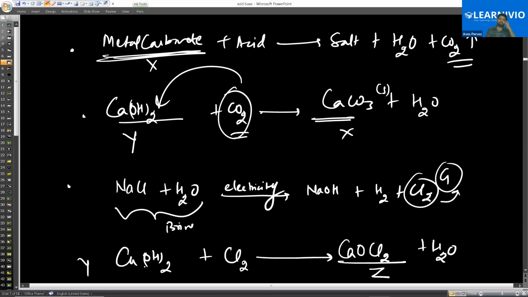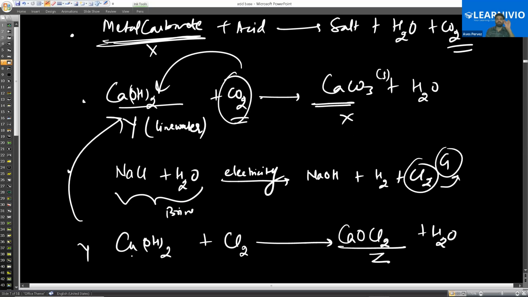Now Y is calcium hydroxide. This is also calcium hydroxide, but in aqueous solution, meaning dilute solution, so it is lime water. Lime water and slaked lime have the same molecular formula. One is very dense, like a paste. This is lime water, this is slaked lime. When you pass chlorine gas to it, it will give bleaching powder.